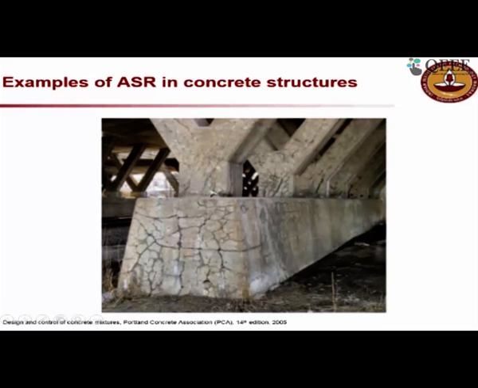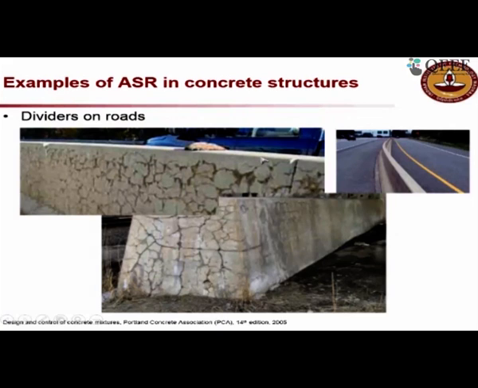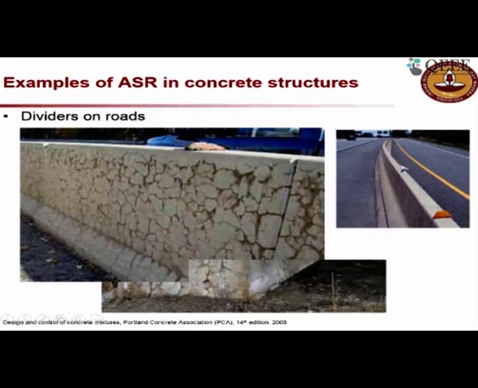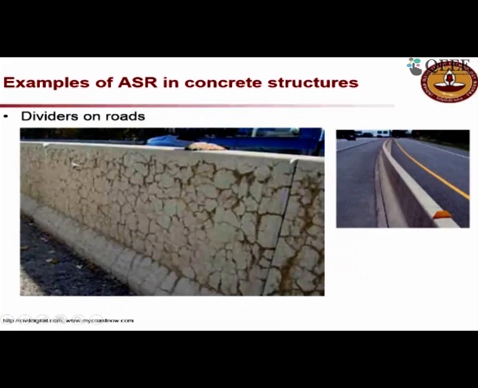This is an example of ASR induced cracking, where you can see there is no particular shape for the crack. Like we noticed in the sulfate attack, here also you have map cracking. There is no particular direction, so we call it map cracking. Here is another example, a barrier on a highway. Again, you can see a lot of cracks on this concrete element, and again there is no particular shape.